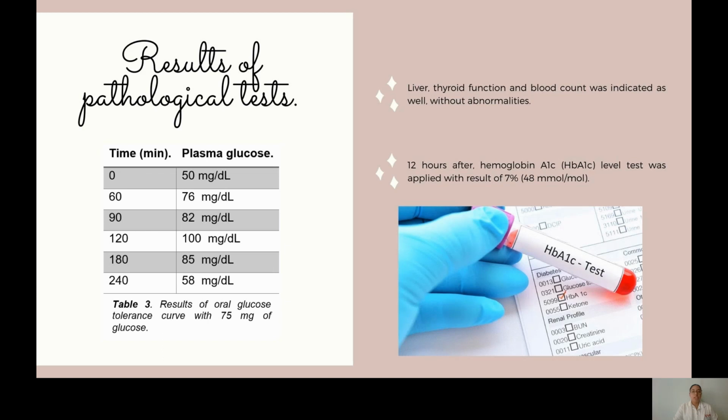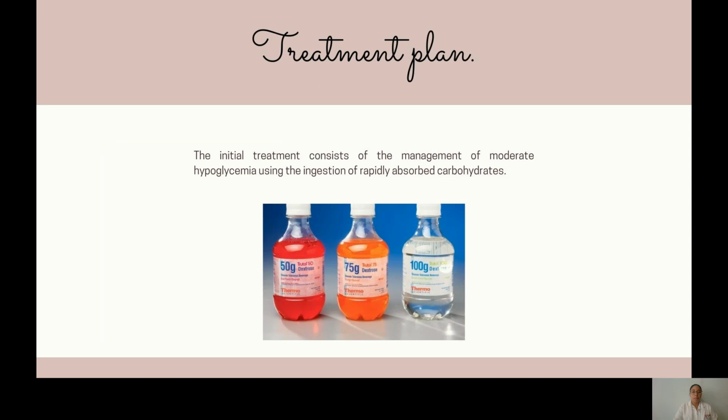Liver and thyroid function and blood count were also indicated, without abnormalities. Twelve hours after the admission, a glycosylated hemoglobin test was applied with a result of 7%. The patient was diagnosed with diabetes mellitus. Treatment plan. The initial treatment plan consists of the management of moderate hypoglycemia using ingestion of rapidly absorbed carbohydrate.